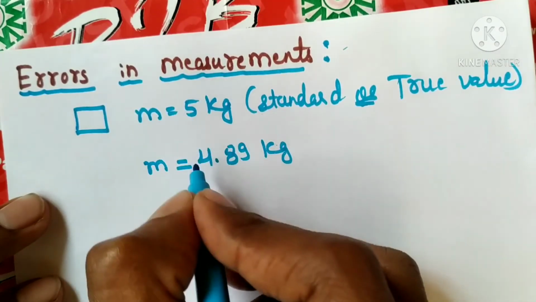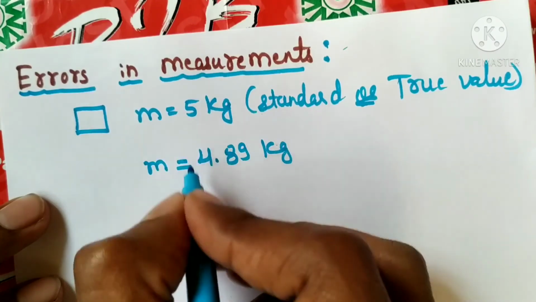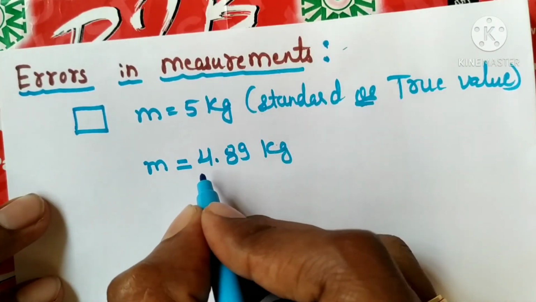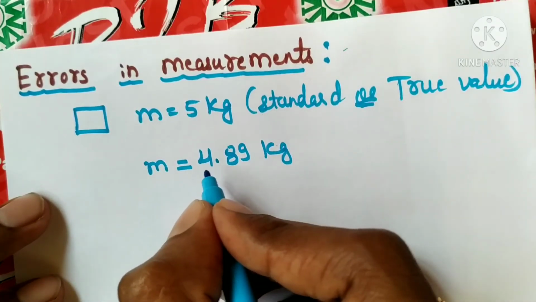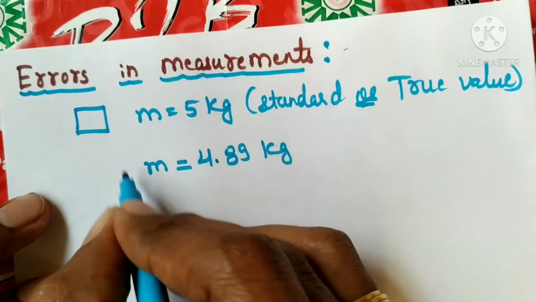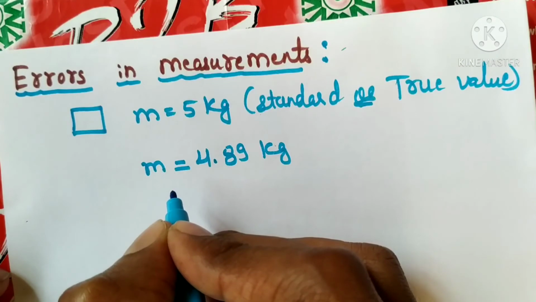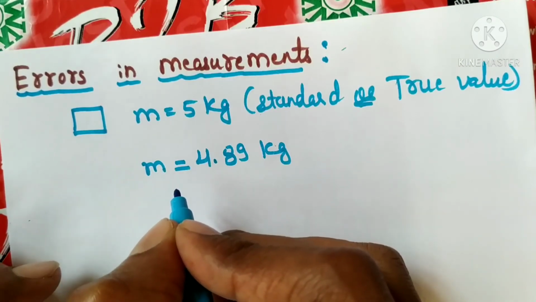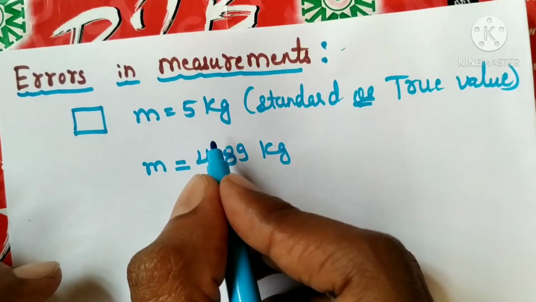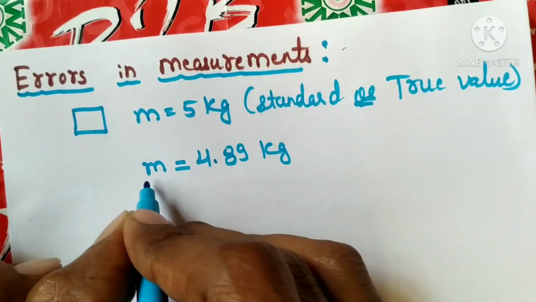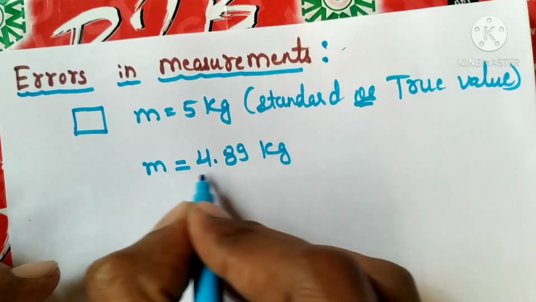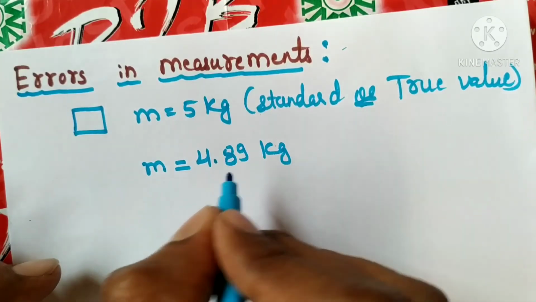Okay, both are not matching, both are not same. So that means here there is a difference. Okay, so I can say this observed value has some errors. Why? Because it is not matching with the standard value. Yes or no? So I can say that this measured value or this observed value has some errors.